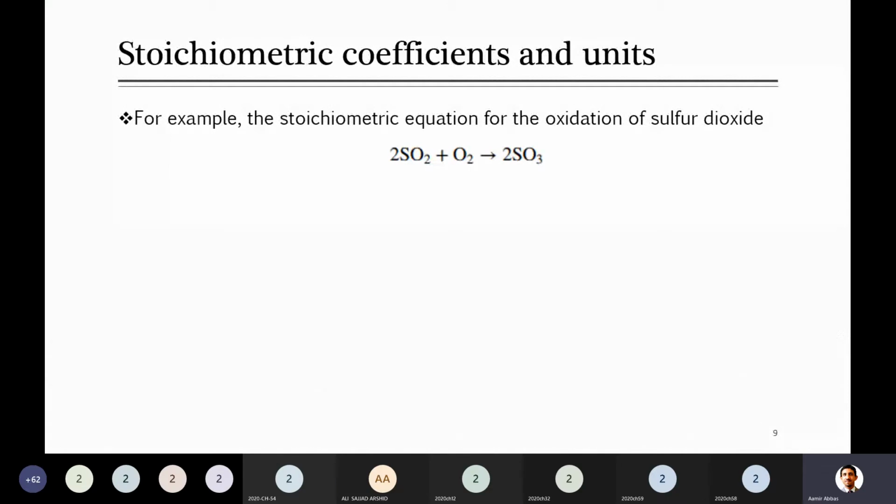When we say this is a chemical reaction equation or stoichiometric equation, you already know that the equation should be balanced. When we say the word balance, what does this mean?